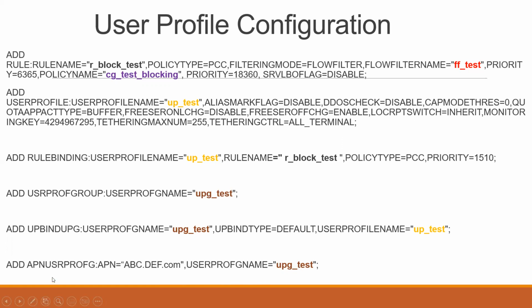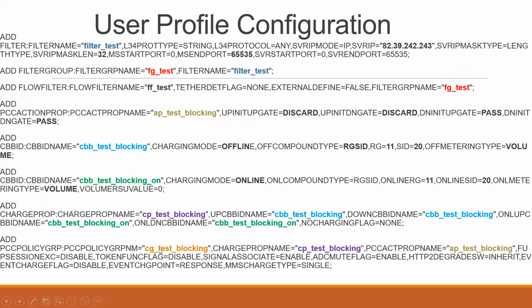Any user that is selecting this APN and is allowed this service, this user profile group is going to be hit. And from this user profile group, the GGSN is going to identify that, okay, this is the user profile. And from this user profile, it is going to identify, okay, this is the rule name. From this rule name, it is going to identify, okay, this is the policy name. And from this policy name, it is going to identify how I'm going to charge it and how am I going to basically apply any actions to it if it is required.